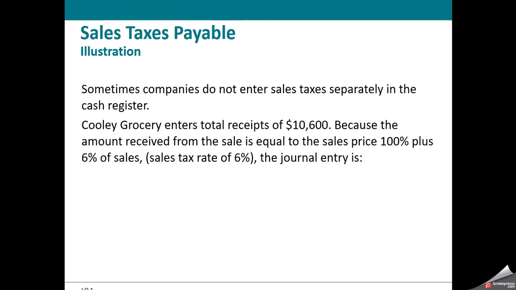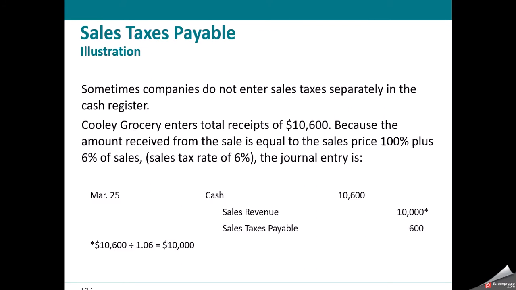Now, sometimes it can get a little bit tricky when you have these types of examples. So here we have a grocery store that doesn't have it separately. So we don't know this is the sales and this is the separate tax that was charged. We know that in total, the grocery store had receipts or collected $10,600. But we know that they have 100% of the sales price plus 6% of sales tax, because there's a sales tax rate of 6%. So if we take that $10,600 and we divide it by 106%, which would be 1.06 if we put that into a decimal, that gives us $10,000 in sales.